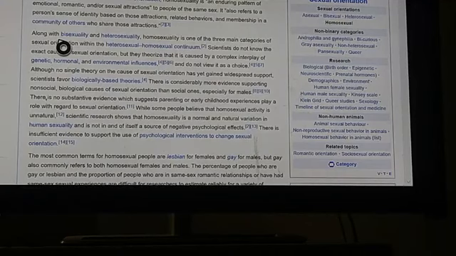Along with bisexuality and heterosexuality, homosexuality is one of the three main categories of sexual orientation within the heterosexual-homosexual continuum. Scientists do not know, we already read this, do not know the exact cause of sexual orientation, but they theorize, there it is again, they theorize that it is the cause of complex genetic, hormonal, and environmental influences, right?